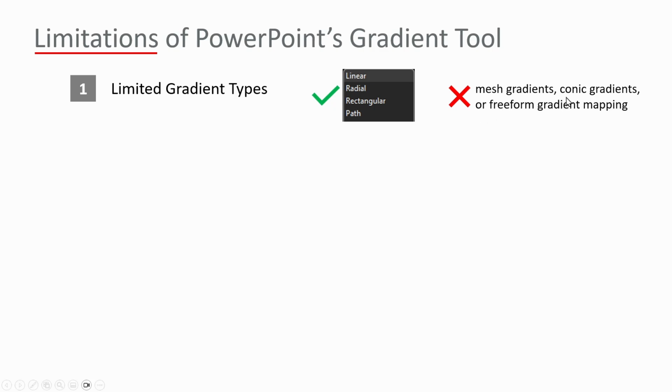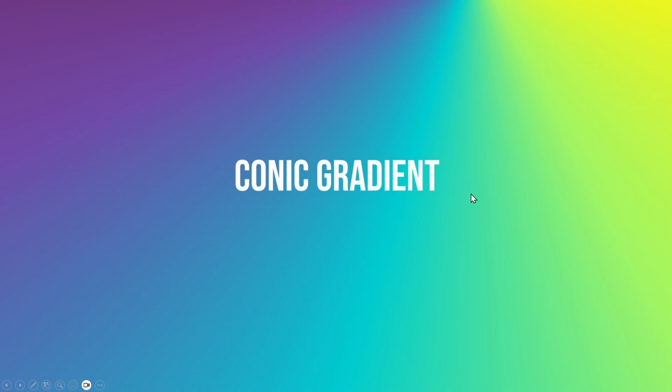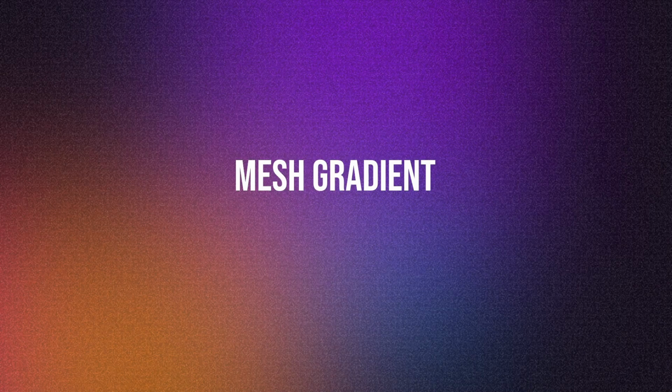Just to clarify what conic gradients and mesh gradients are, this is what a conic gradient looks like. So it's essentially a circular gradient. Like imagine you are looking at a cone from the top. So you will have a center and around that you will have a circle. In this case, the center lies here. From here, we go around the circle using a gradient. This is what a mesh gradient looks like. A mesh gradient has multiple colors and source points.